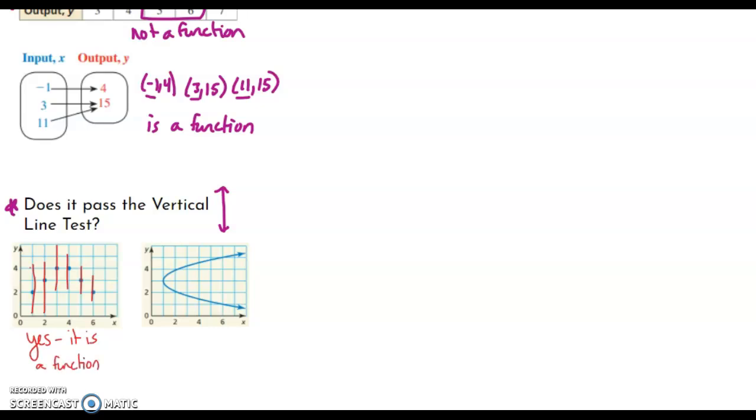So now look at this graph over here to the right. If I draw a vertical line right here, do you see that it crosses the graph in two different places? And so that is, no, it does not pass the vertical line test, so it is not a function because the vertical line went through the graph in more than one place.